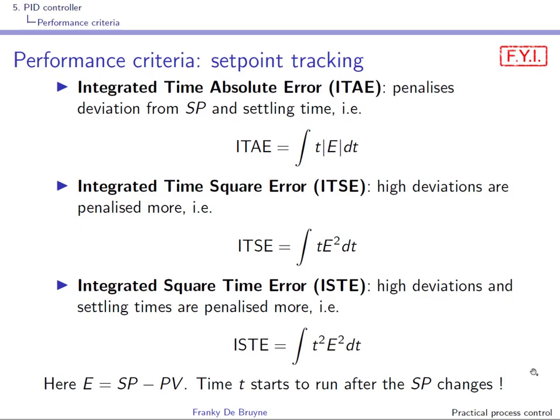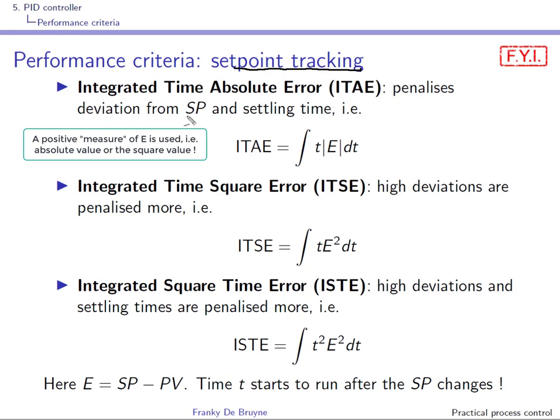It is often better to look at the performance of a controller in terms of a criterion, which makes it easier to compare different control strategies, and you will see that many packages allow you to compute such costs. Here you see 3 performance criteria for set point tracking. What they do is look at the deviation from set point, and in this formula the time starts to run after the set point change.